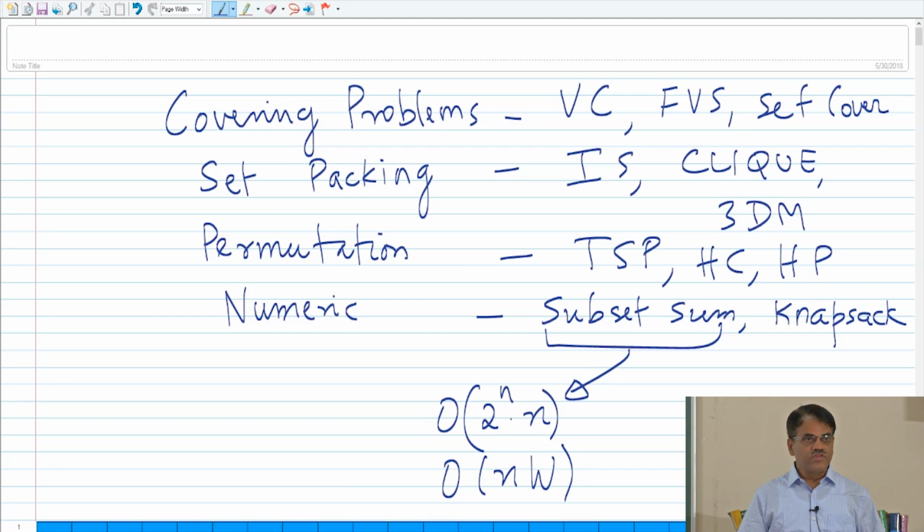Neither of these two algorithms is a purely polynomial time algorithm, because one is exponential in n, and the other depends on the value W and not the size of the encoding. When I am encoding W, actually I will use only log W bits. So, a polynomial algorithm should be polynomial in n, m and log of the capacities or the weights. And this is not surprising. We do not expect a polynomial time algorithm, because I will show now that this problem is NP complete.